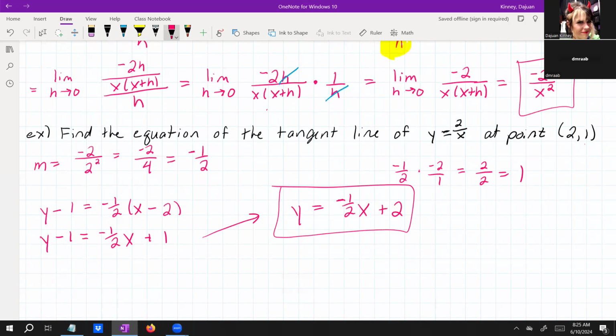So if we were to graph this, our line, that would be the line that touches at 2, 1. Cool.